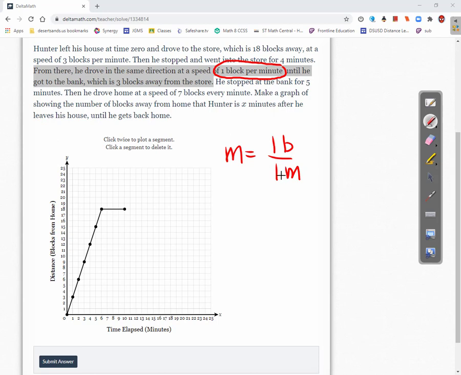All right, now the key thing here is it tells us that we have to do that for 3 blocks. So let's start. Up 1, right 1. Now I've traveled 1 block. Up 1, right 1. I've now traveled 2 blocks. Up 1, right 1. And I've now traveled 3 blocks. Okay, got that. Next.